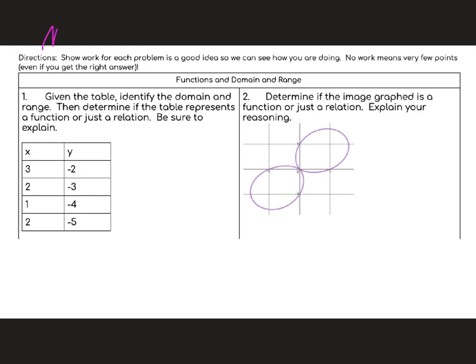Alrighty, friends, let's make this answer key up in here.